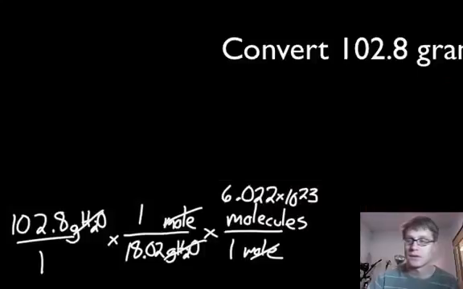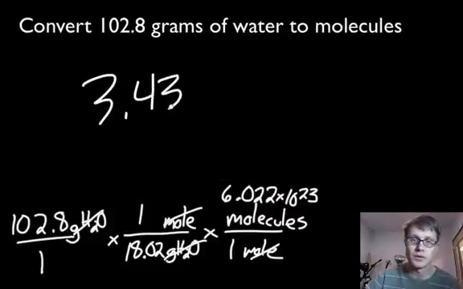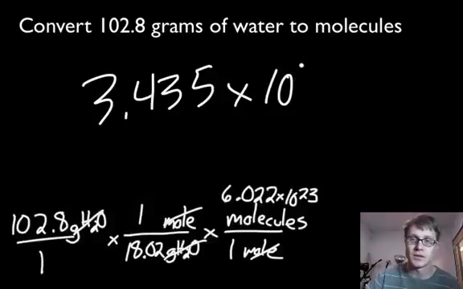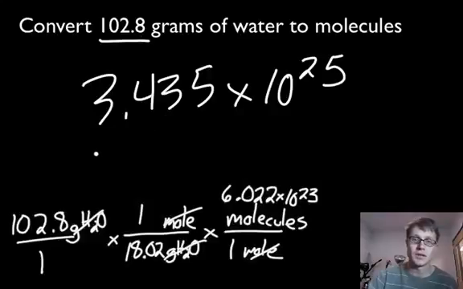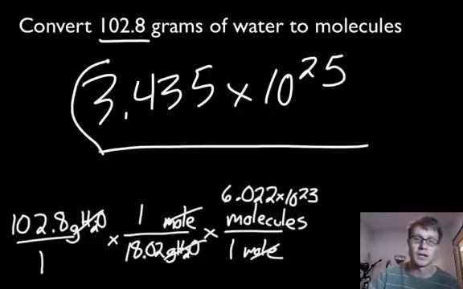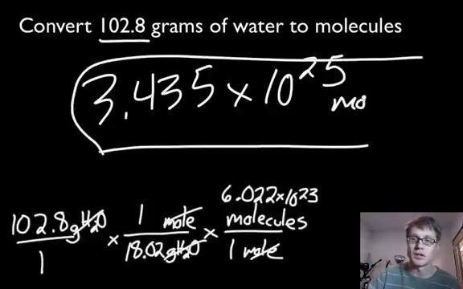3.435. So that is 3.435 times 10 to the 25th. Let's do significant digits. This has 4 significant digits, and so that's going to be my right answer. And so that's going to tell me how many molecules of water we have.